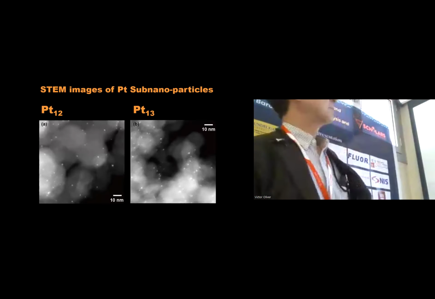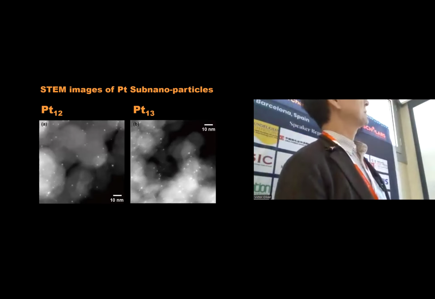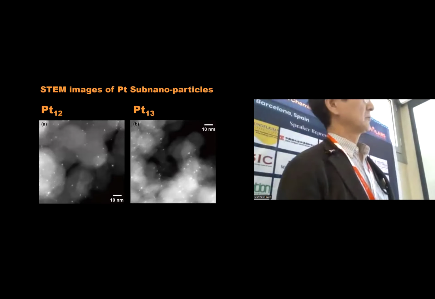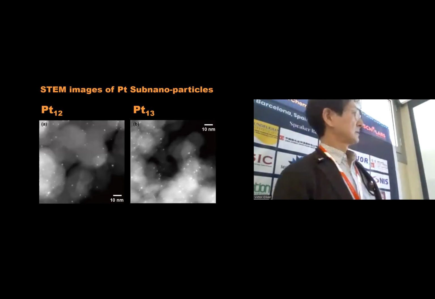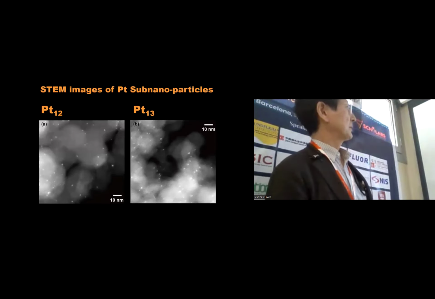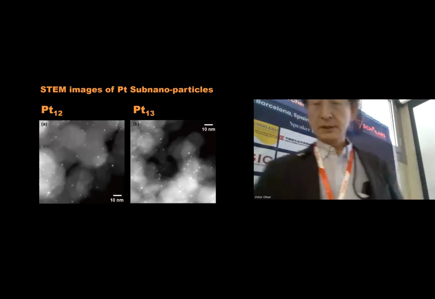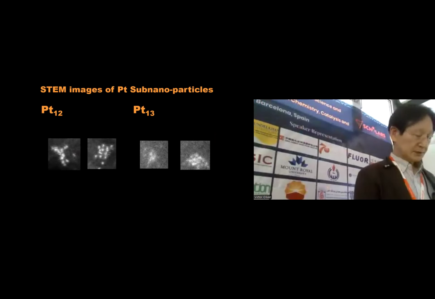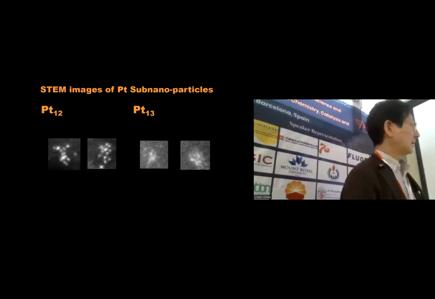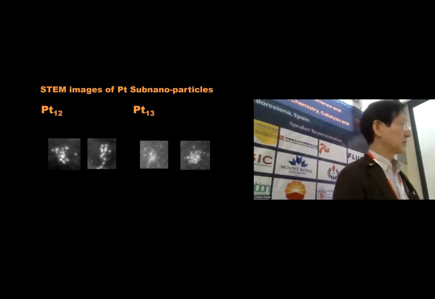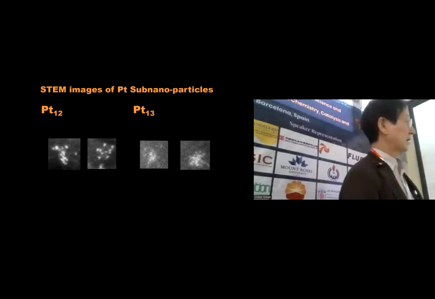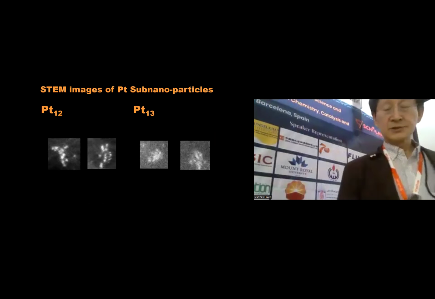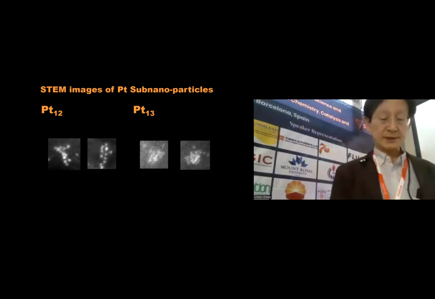So we prepared the platinum particles, 12 atoms and 13 atoms. This figure shows the STM images of the resulting subnanosized particles. Of course, we could not distinguish the size of the platinum particle between 12 atoms and 13 atoms. However, we zoomed in on one particle, and we succeeded in observing the platinum atoms. So we could count the number of platinum atoms in the particle. This particle has 12 atoms. This particle has 13 atoms. So we prepared the platinum particles with 12 atoms and 13 atoms selectively.